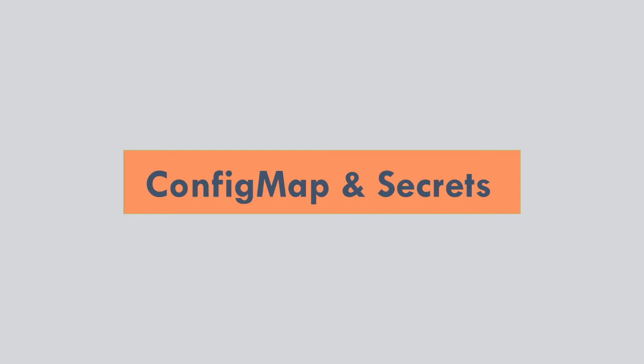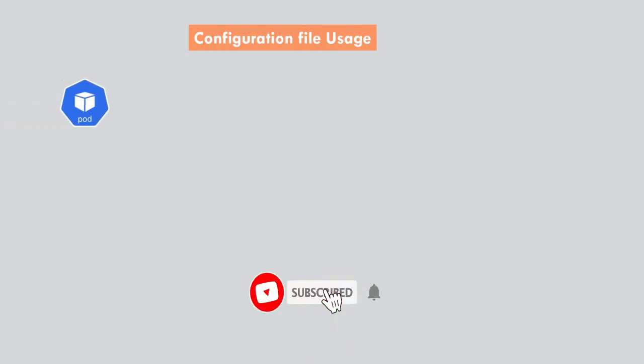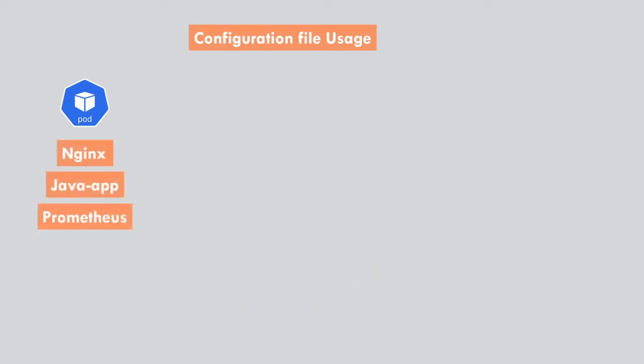In this video, I will explain how to make an application portable so that it can be deployed from development through staging to production. Assume there are applications which need configurations while they start, such as Nginx, Java application, Prometheus, Zipkin.